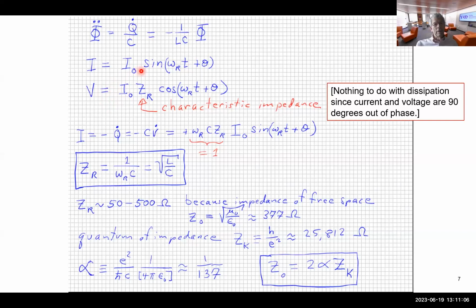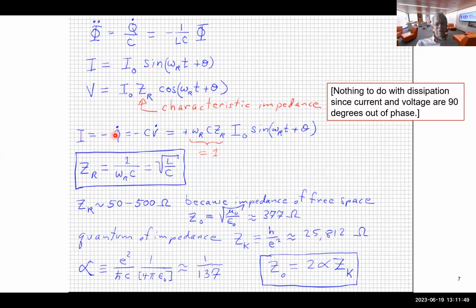for phi over L, the current, some sinusoidal solution, and a sinusoidal solution 90 degrees out of phase for the voltage, which is the time derivative of the flux. And to get the units right, the amplitudes have to be connected by some, if this is the amplitude of the current flow, the peak amplitude, then we need an impedance here to turn this into a voltage. And this is called the characteristic impedance of the oscillator. Nothing to do with dissipation. There is no dissipation because current and voltage are 90 degrees out of phase.